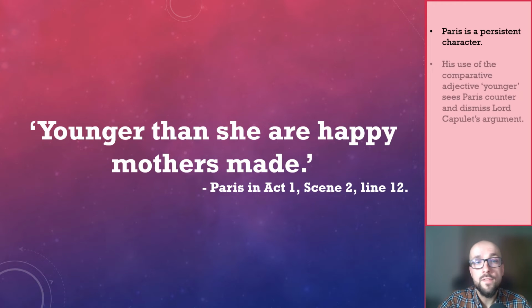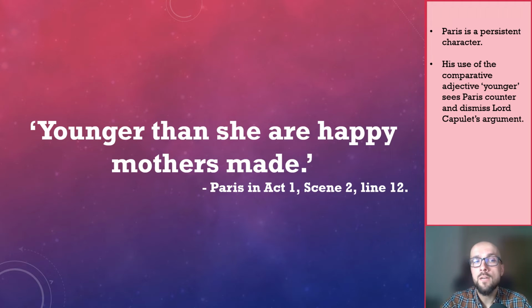The comparative adjective younger suggests to me that Paris is persistent because it sees him counter Lord Capulet's assertion that Juliet is too young to marry by reminding the patriarch that women, or girls, Juliet's junior, are in fact married off, or at least have their marriages arranged, all the time. Furthermore, because he draws on seemingly common knowledge, we can see that Paris is used to getting his own way because he dismisses Lord Capulet's parental authority over Juliet by making an appeal to popularity. In other words, Paris is almost using peer pressure on Lord Capulet. Other girls around Juliet's age, or even younger, are getting married, so why isn't Juliet?